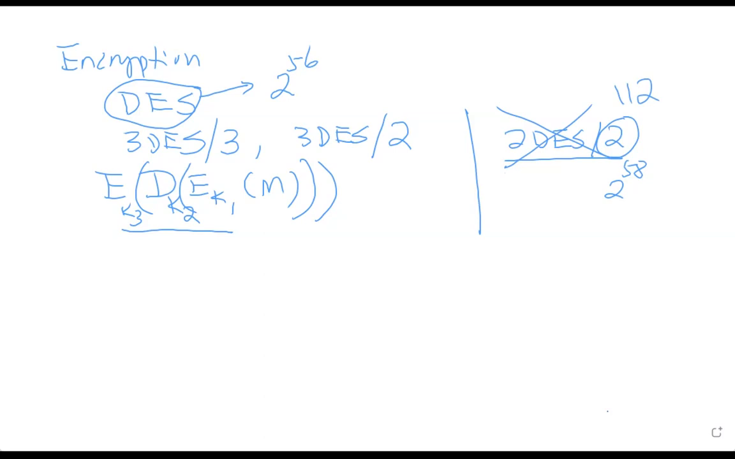But we are still not comfortable with the solution using 3DES/3 or 3DES/2, because since a single DES can be cracked, people worry that somebody will come up with something to crack multiple DES. So we would really like to have a completely new design for encrypting data. That's where the Advanced Encryption Standard came about.